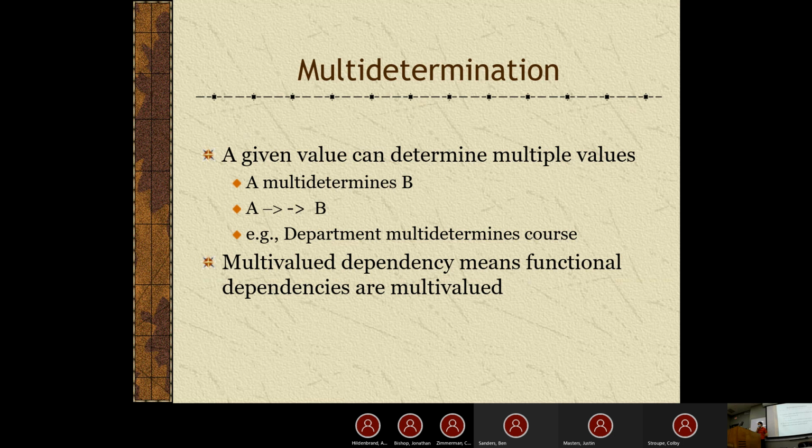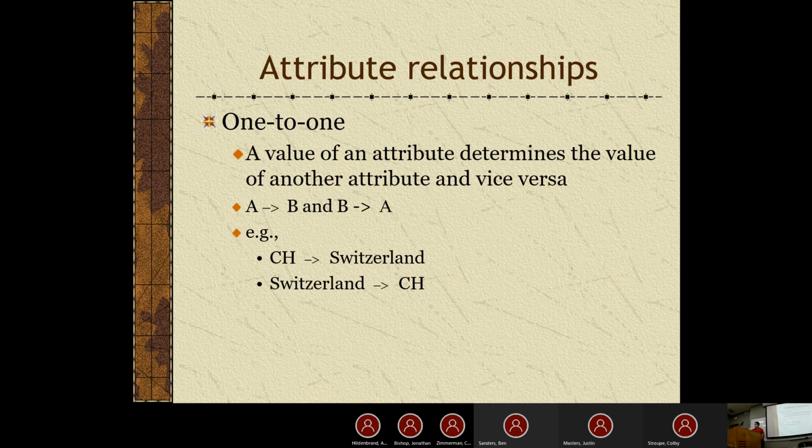That's what we're talking about with multi-determination. The example here is that a department has multiple courses. It's the same thing with the euro example: the euro has multiple countries. Basically, we can kind of multi-determine, but we can't do it on a one-to-one basis. So that's all we're talking about here.